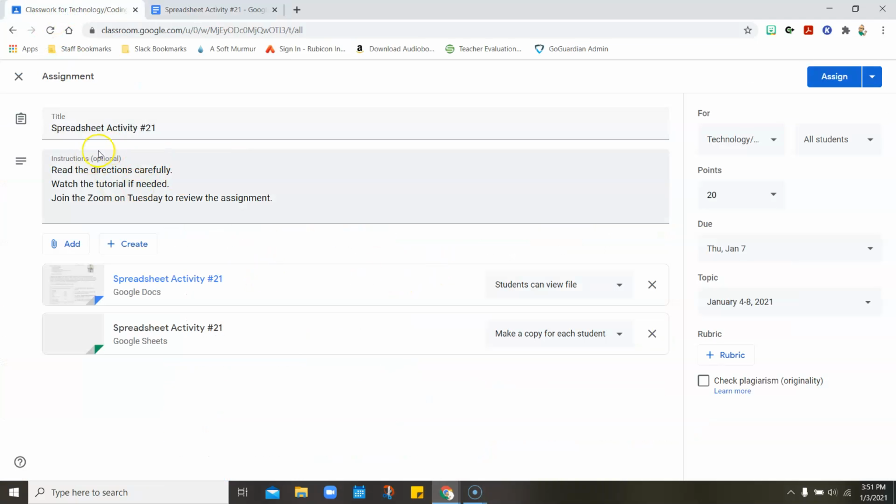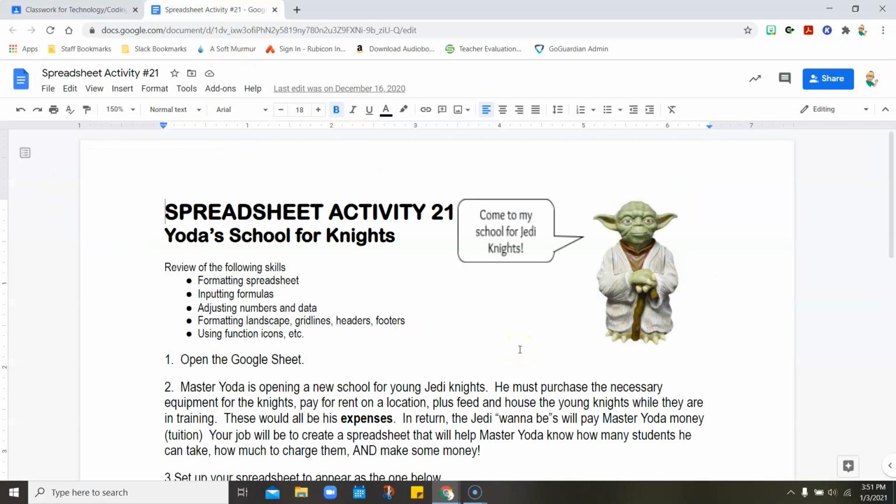So I already have everything created here for you guys. The instructions. This one's a little bit different. This one is talking about expenses. Spreadsheets are really good for keeping track of money. Obviously, that's what we've been using them for. So this one, we're going to be formatting a spreadsheet, inputting formulas, adjusting numbers and data, and using the functions that we've been doing. It's just a little bit more practice for that.